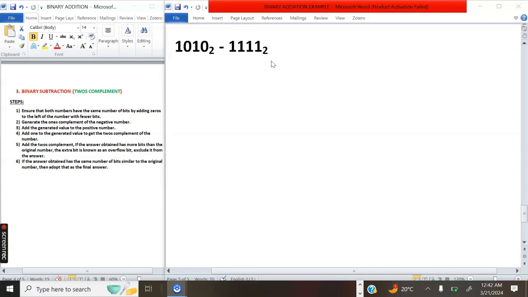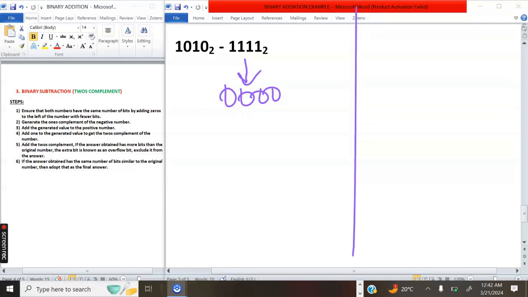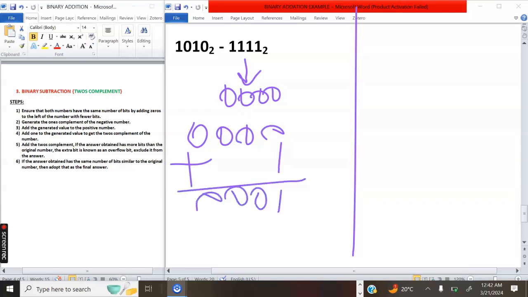Okay, let's do it now. Step number 1: since the number of bits are equal on both sides, I will go directly to conversion to generate a one's complement. The one's complement of this one will be 0000. After you get the one's complement, you need to add 1 so that the number generated is now a two's complement. Therefore, we'll have 0000 plus 1, which is 1000.